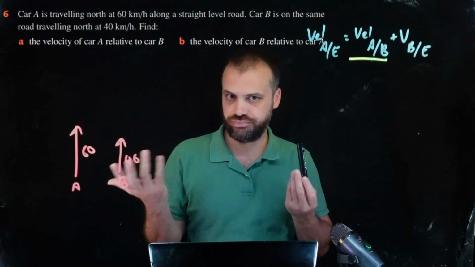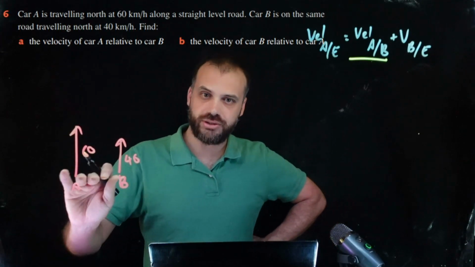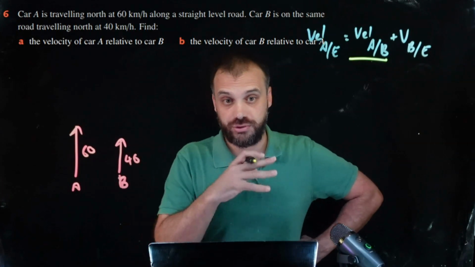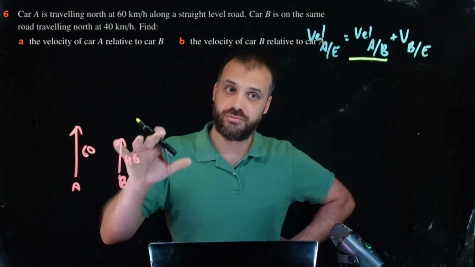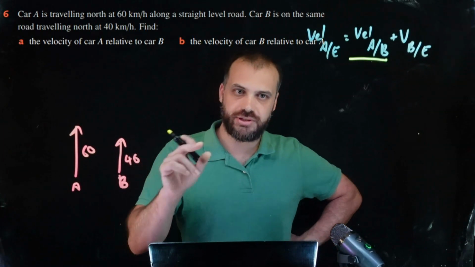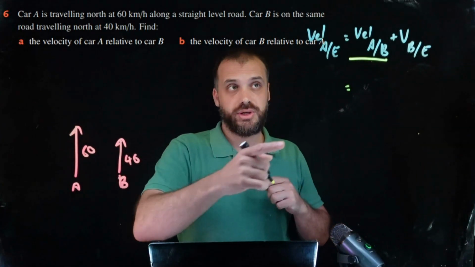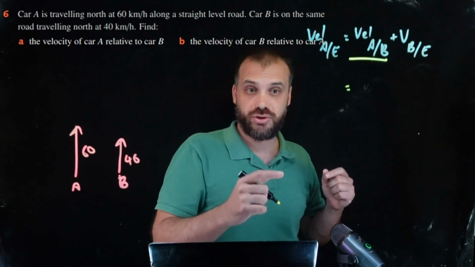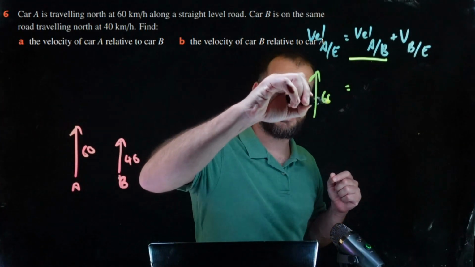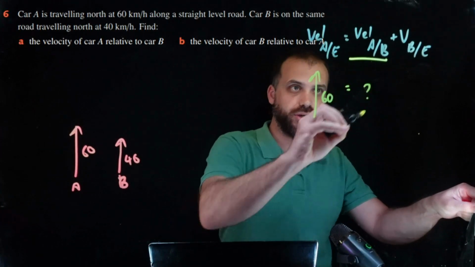So, what are we doing here? Well, we know A relative to the Earth, relative to the road, and we know B relative to the Earth. What we want to know is A relative to B. So, we can put this into our formula. We know that A relative to the Earth is equal to this, 60. We don't know A relative to B. That's the thing we want to know.